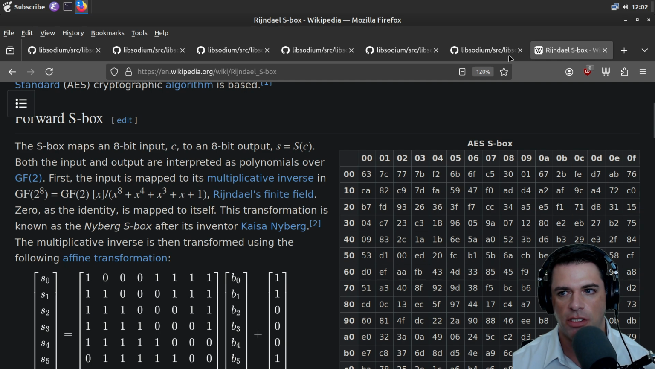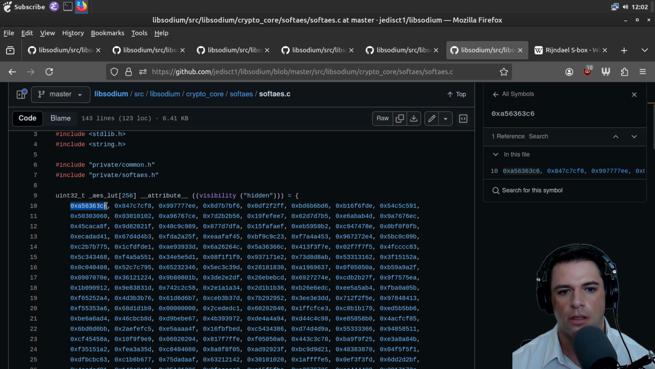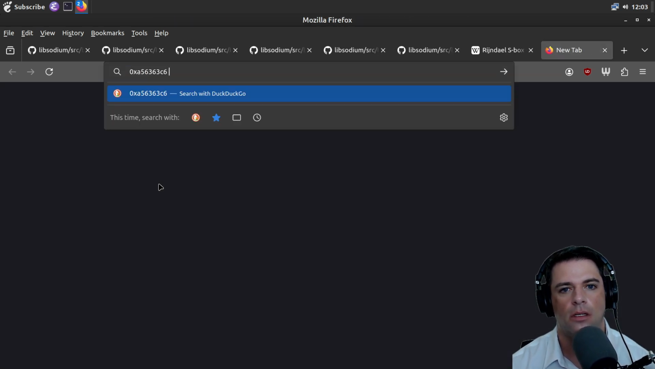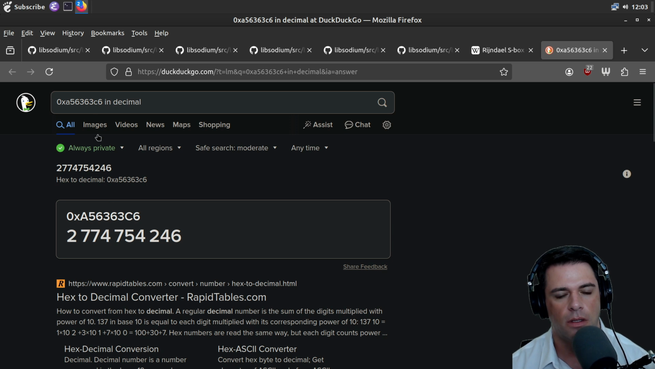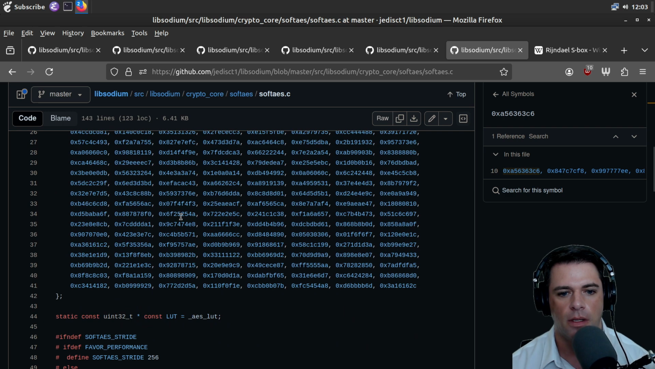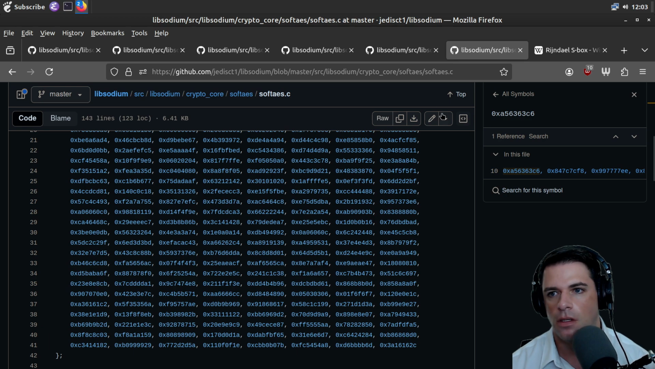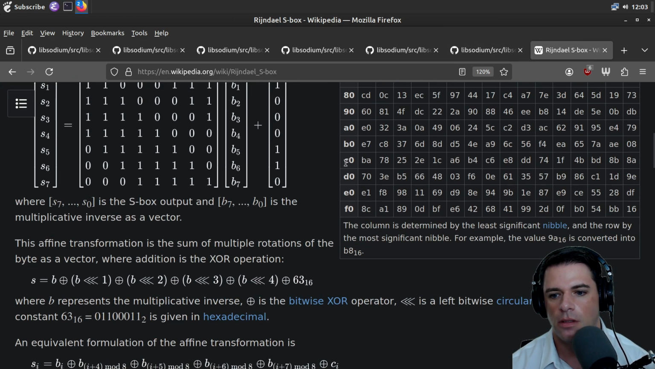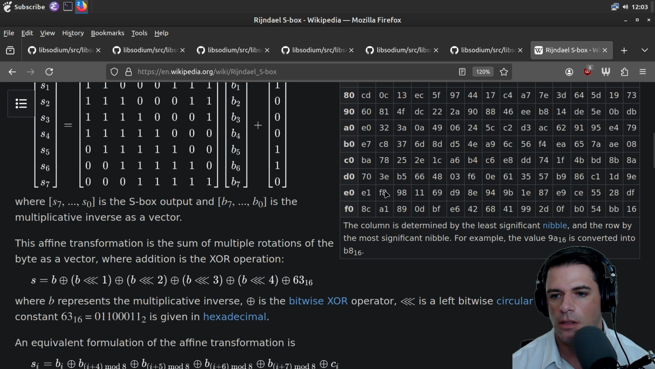0, 0 is 63. That's what? I forget how to do this. This doesn't seem to be 63. Yeah, I'm not sure what we're really looking up, but this is something. How many lines is this? 10 to 41. And how big is the S-box? So 10, 11, 12, 13, 14, 15. Yeah, I don't know.